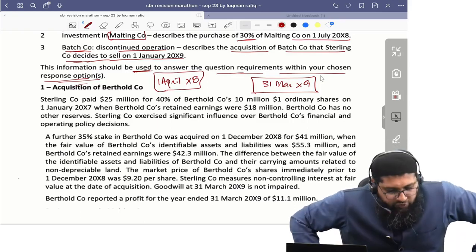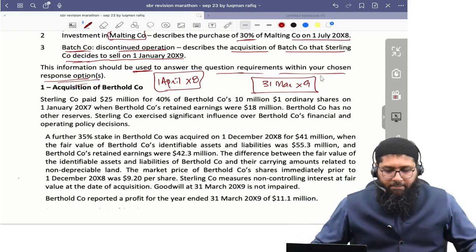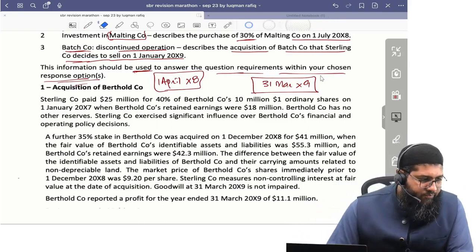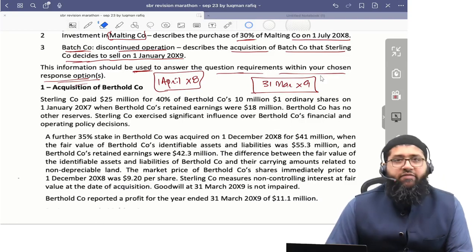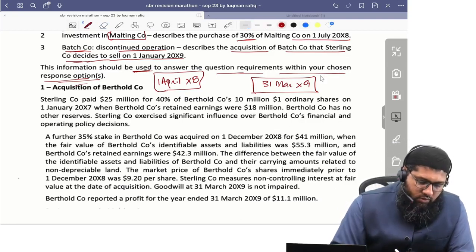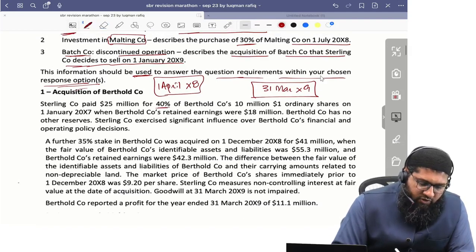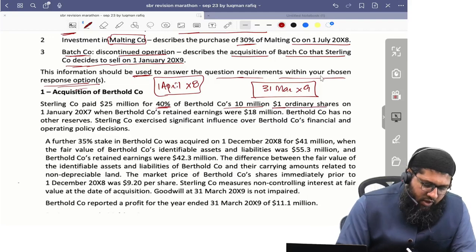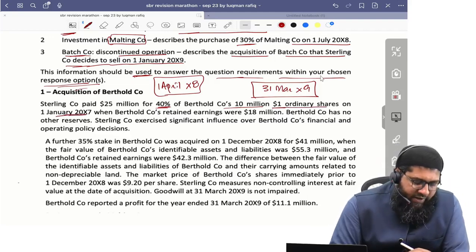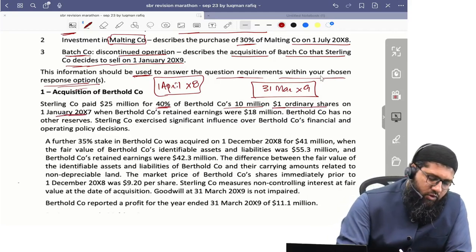Okay, so let's go through this specific scenario. It says Sterling company paid $25 million for 40% of Berthold company's 10 million $1 ordinary shares on 1st January X7. So what did they do? They paid $25 million for 40% of the 10 million ordinary shares.